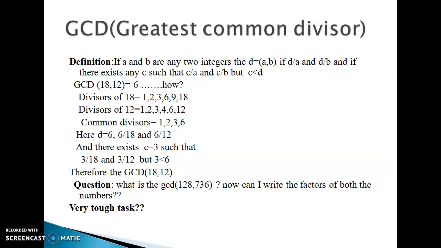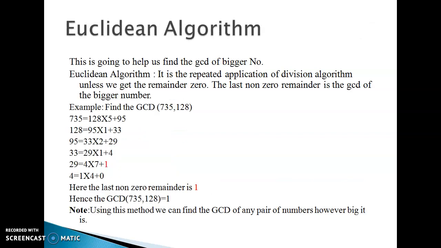Now, a question arises in my mind. If I want to find the GCD of two bigger numbers, either 3-digit or 4-digit numbers, is it possible for me to find the GCD of those numbers? Yes, of course. But to list out the divisors would be a tedious task for me. So I'll tell you a technique to find the GCD of bigger numbers. For that, we need to study the Euclidean algorithm.